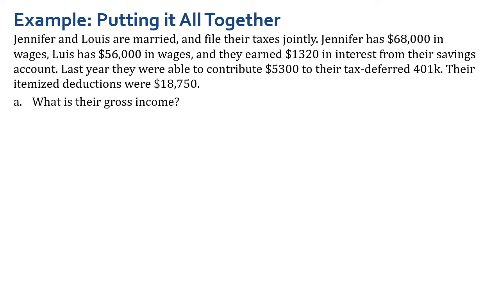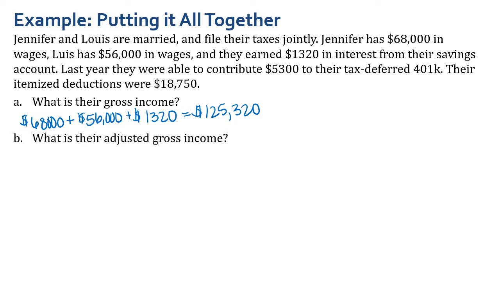So first, let's figure out their adjusted gross income. So again, what is their gross income? If you look at that table that we learned at the beginning of this section, that's adding up all their earnings. So we had $68,000 in wages for Jennifer, plus $56,000 in wages for Louis, plus the amount that they earn in savings of $1,320. So this means that their gross income is $125,320.